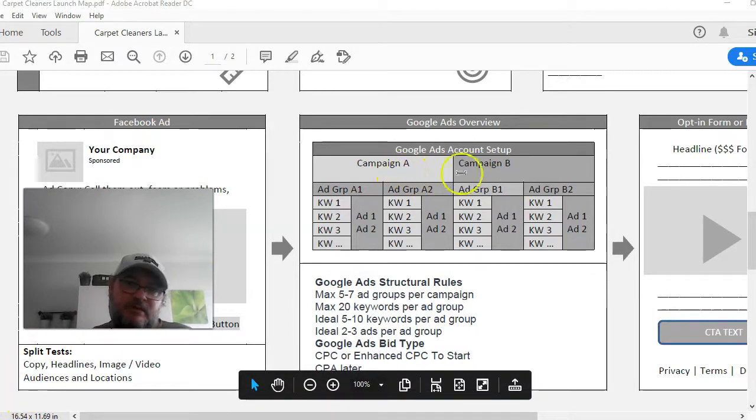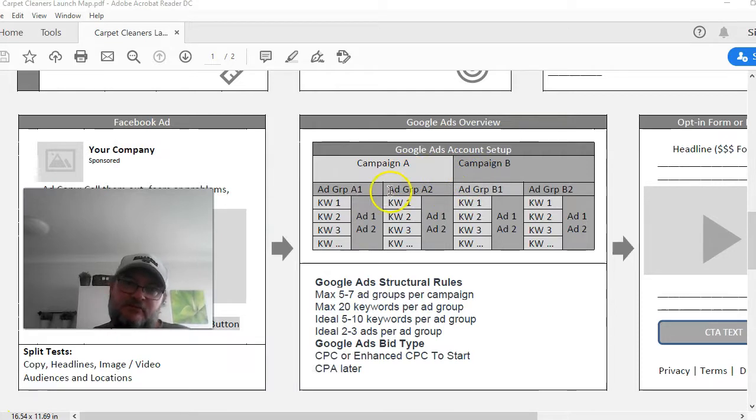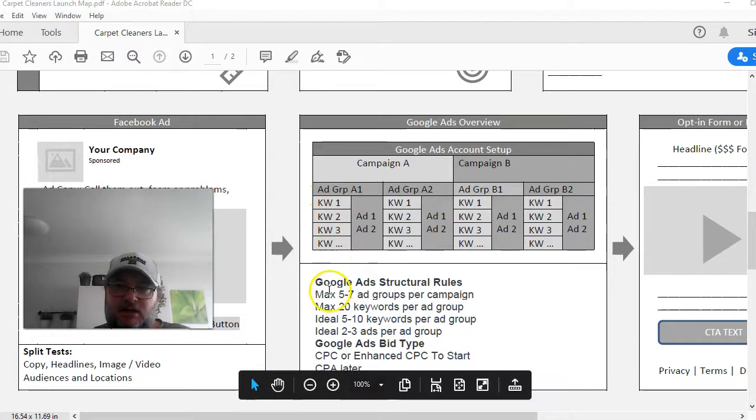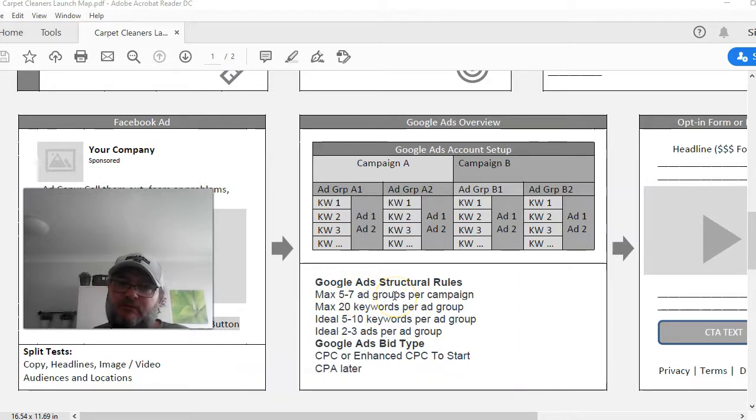A few things here: you basically want to test 2 campaigns. You want to have 2 ad groups in each. You're going to have 2 ads, and you're going to have at least 4 or 5 keywords or keyword phrases in each. And then you want to make sure that you've got no more than about 5 to 7 ad groups per campaign if you do boost them out.